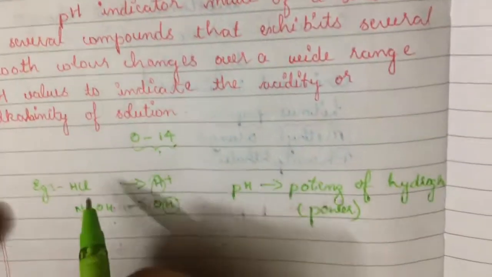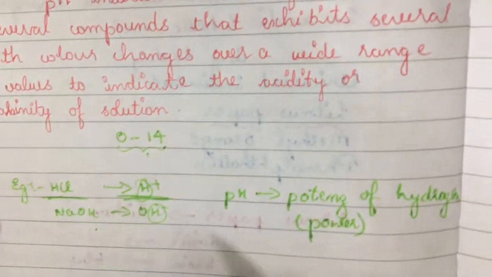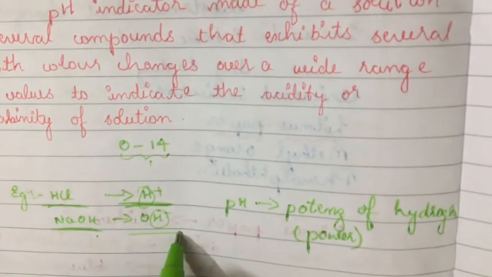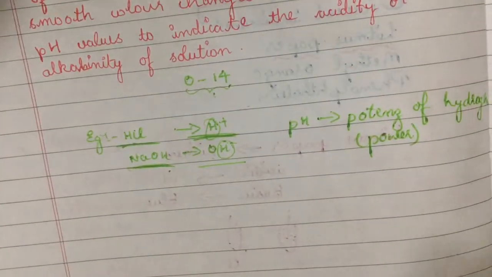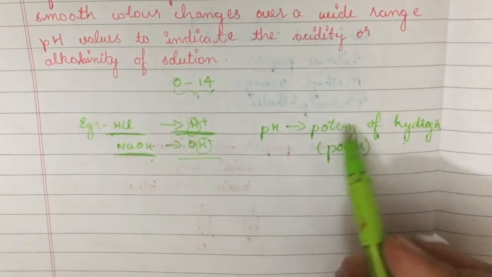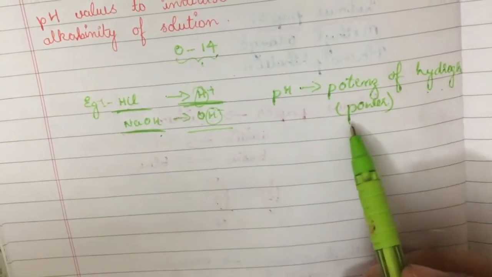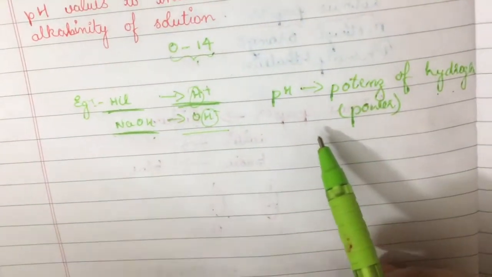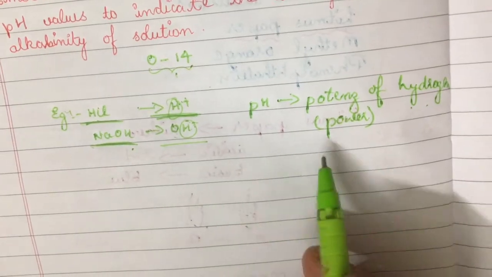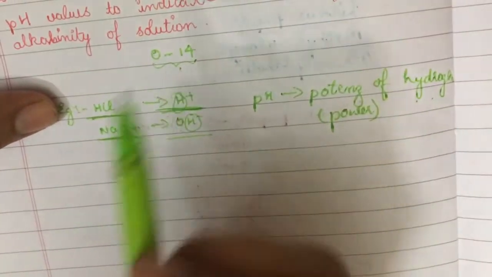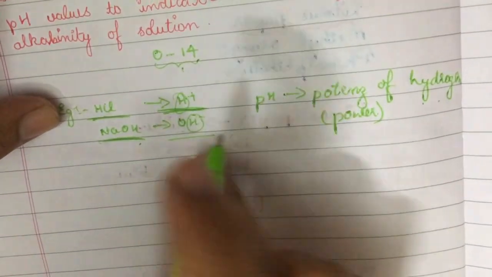In acid there is H plus ion, and in a base there is no H plus ion. Instead of that, there is OH minus. So this pH gives us the potence of hydrogen or the power of hydrogen atom. And so by using this pH, we can determine the strength of the acid. And as you all know, the acid has H plus ions, and the base has OH minus ions.